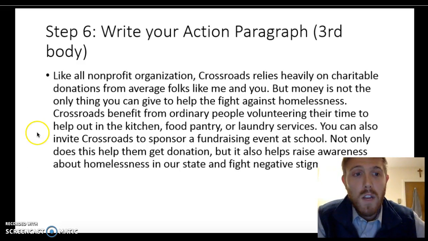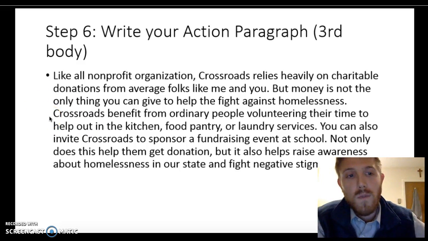For example, a lot of people have a negative stigma against homeless people. So you can help raise awareness and let them know that it's just ordinary people like you and me. You can also donate your time. You can pause and read my paragraph whenever you like, but that gives you an idea.